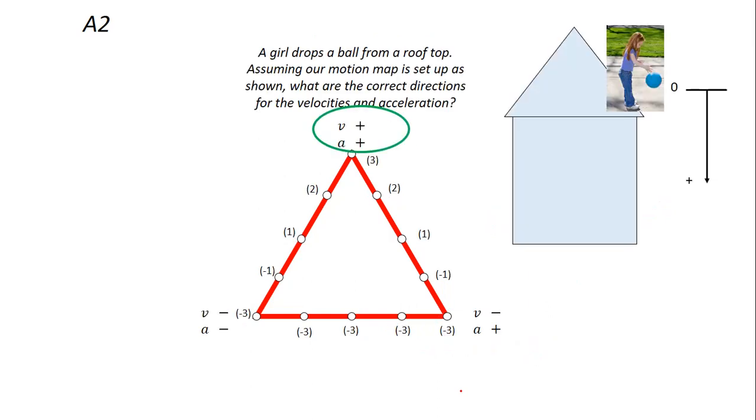The girl drops the ball. I've said positive is down. If we were to draw the motion map, the ball gets faster and faster and faster. My velocities are all in the positive direction. My accelerations are in between, and they all show this way, so that's also positive.